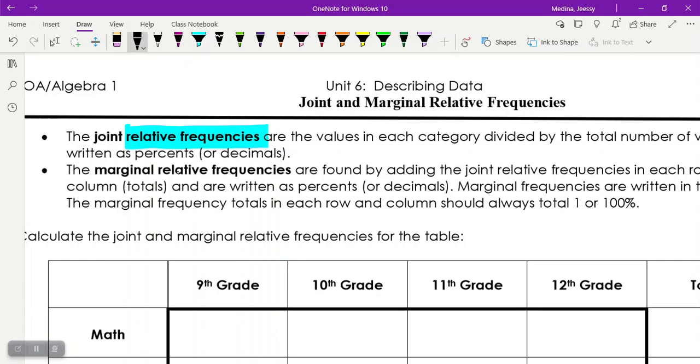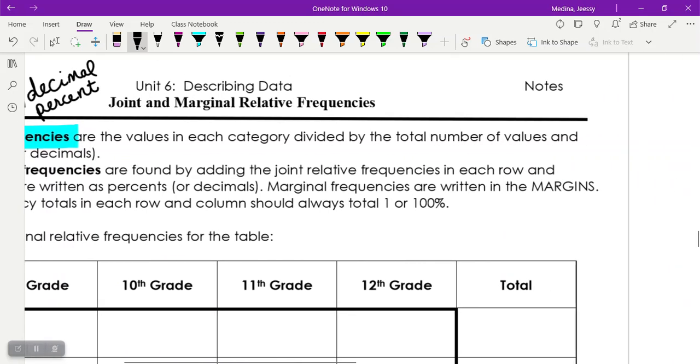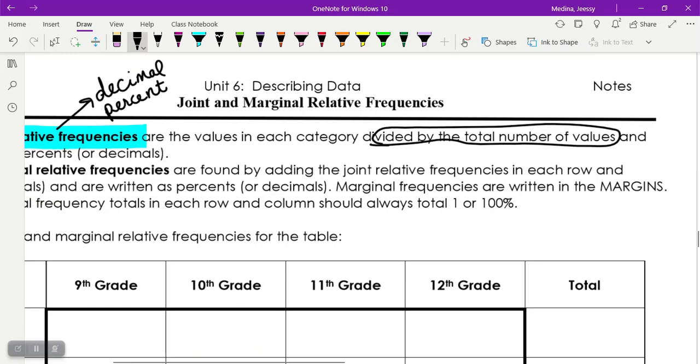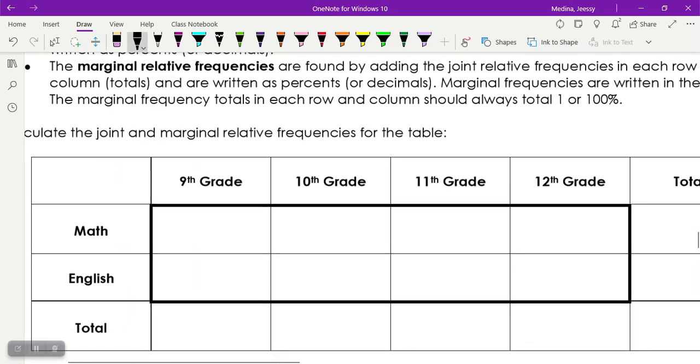So this is the percent. This is the decimal or the percent. Okay, please write that down. Frequency, we're dealing with the total numbers, like in the previous two tables. But if it's relative frequency, we're dealing with a decimal or a percent, and we're dividing by the total number of values. So each individual box is divided by the total.